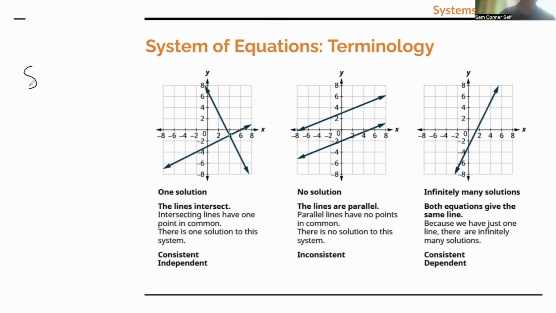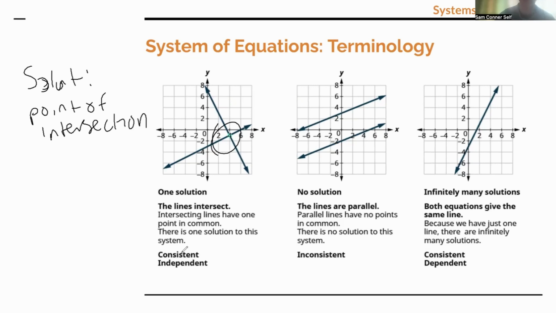So we know that the solution to a system is going to be the point of intersection to any system. So for this one, when the lines are completely different and they have different slopes and different y-intercepts, it's just going to be one solution.